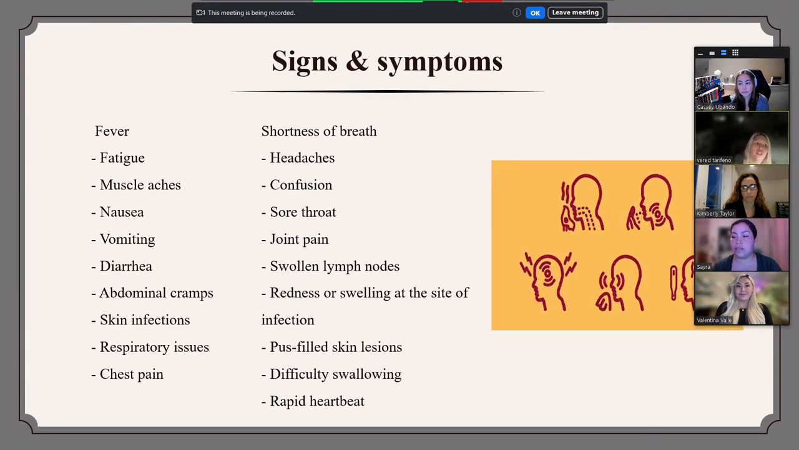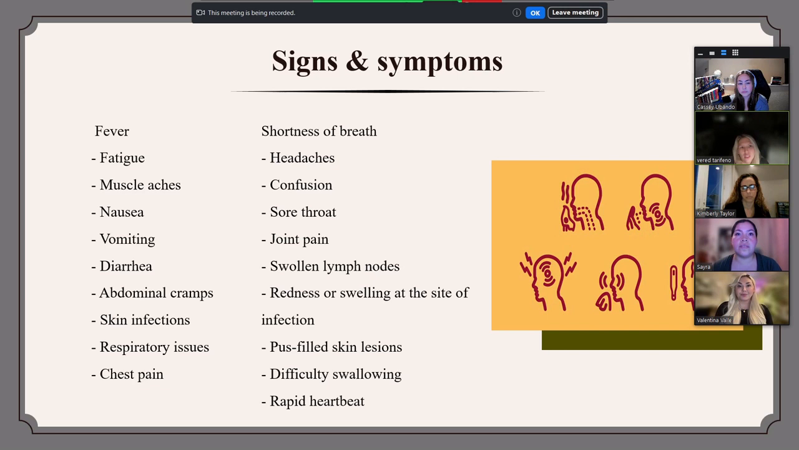Signs and symptoms. Bacillus is a type of bacteria that can cause different signs and symptoms depending on the specific species. Common signs and symptoms of Bacillus infection can include fever, diarrhea, abdominal pain, and sometimes vomiting. In more severe cases, it can lead to skin infections or respiratory issues. It's essential to watch out for the symptoms and seek medical attention if you suspect a Bacillus infection.